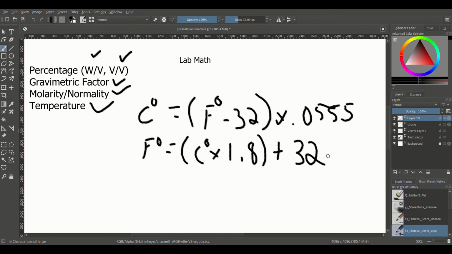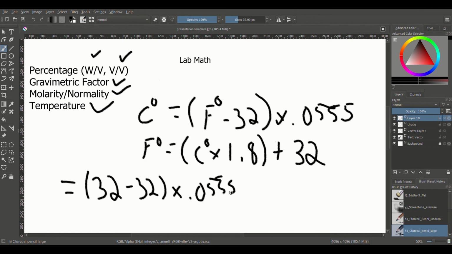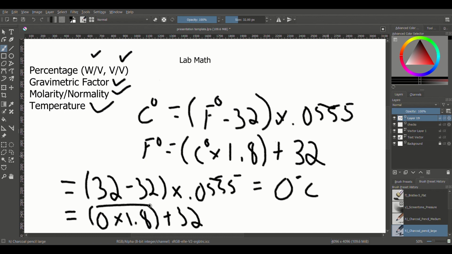Let's just look at the freezing point of water. If we want to know what that was in Celsius, we're going to do 32 degrees Fahrenheit. So our answer equals 32 minus 32 times 0.0555. Obviously this makes 0 times 0 equals 0 degrees Celsius. So what if we went the other way around? The freezing point of water is also 0 degrees Celsius. Let's put it into the other equation. That would equal 0 times 1.8 plus 32. We do these first, and that equals 0. So 0 plus 32 equals 32 degrees Fahrenheit.